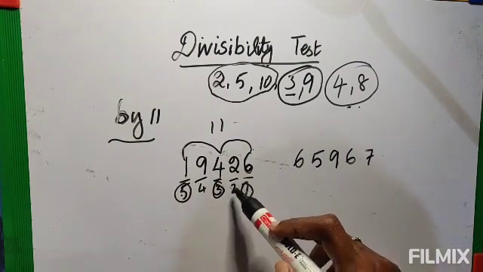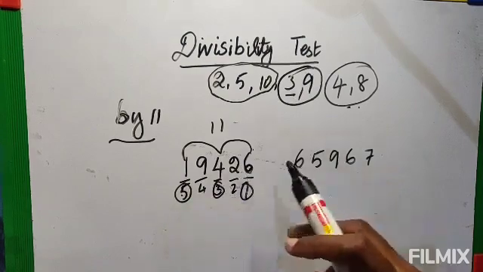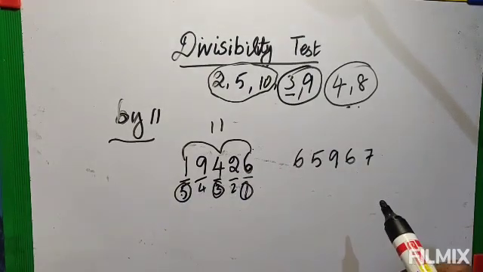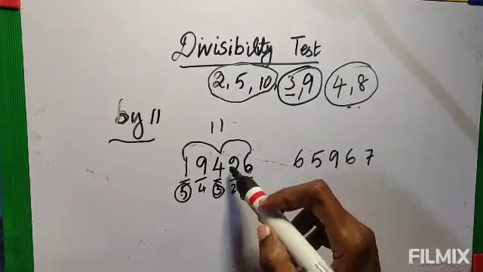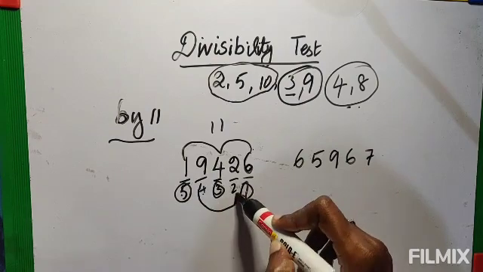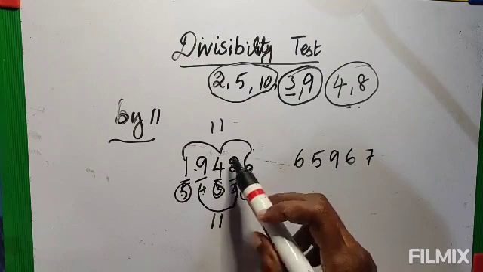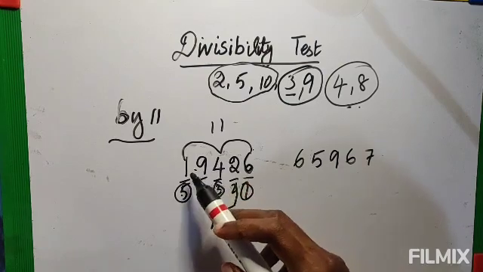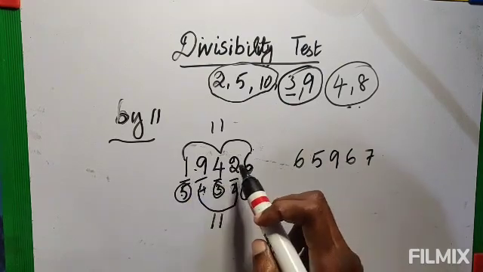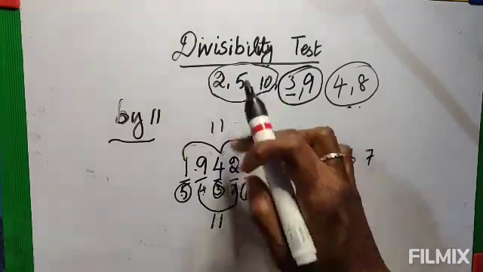Okay, now even number digits. In the even number places, in the second place 2 is there. Again here in the even number place 9 is there. So you have to add these two now. 9 plus 2, 11. Okay, in odd number places you have to add the digits. Again you have to add the digits in the even number places. Separately you have to add.